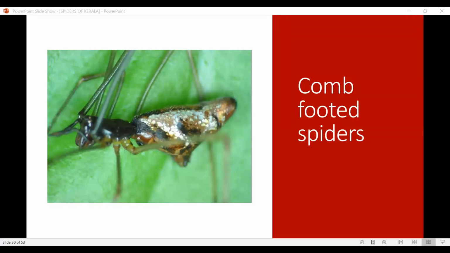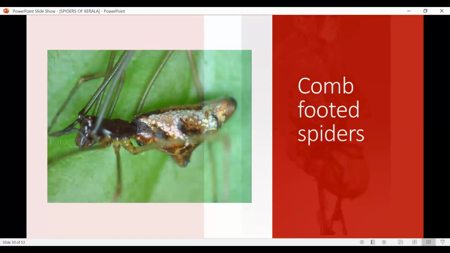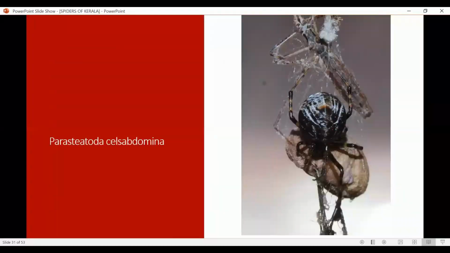Now the next group, here you can find another case. This is the Parasteatoda celsa. Parasteatoda is a common genus of Theridiidae present in the Western Ghats.